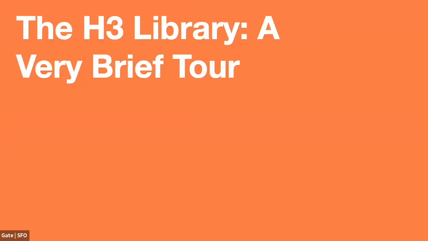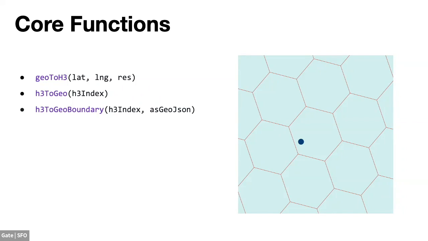So I'll give you a very brief tour of what we've actually built in the library. Again, the library is written in C, but it's available in Java, JavaScript, Python, Go, and a bunch of other ones that have been contributed by the community. The core functions are those that allow you to find out where a point is in the grid and find out where the grid is in geographic land. So geo to H3 takes a point and tells you what cell it's in. H3 to geo does the opposite. It takes a cell and tells you where the center of it is in geographic coordinates. And H3 to geo boundary gives you the vertices of the cell, which is really useful if you need to transform it into a polygon for using it in other kinds of geographic systems.